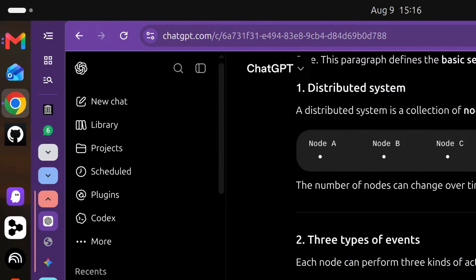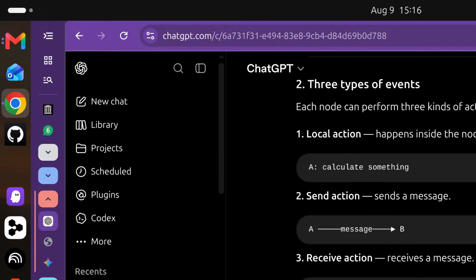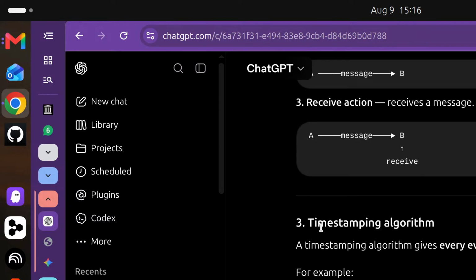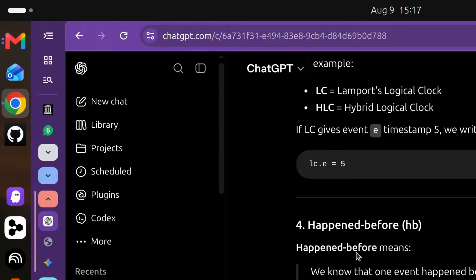Local actions happen inside the node, like a calculation. A send action sends a message: node A sends a message to B. A receive action is like B receiving the message. A timestamp algorithm gives every event a timestamp, like event E has timestamp 5, event F has timestamp 8. Different algorithms can assign timestamps differently, for example LC (Lamport logical clock) and hybrid logical clock. If LC gives event E a timestamp, we write LC.E as 5.